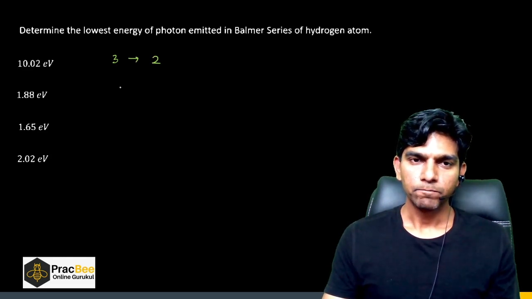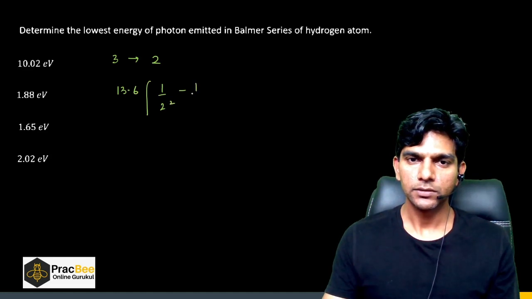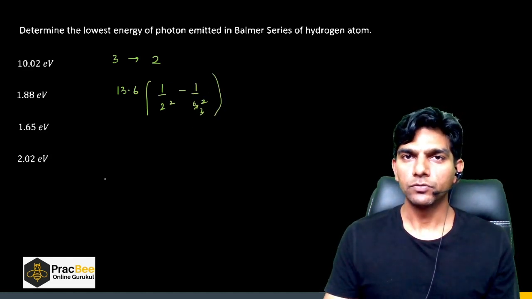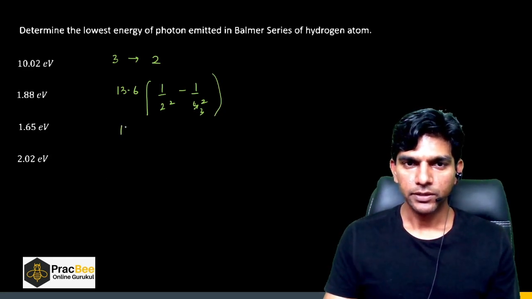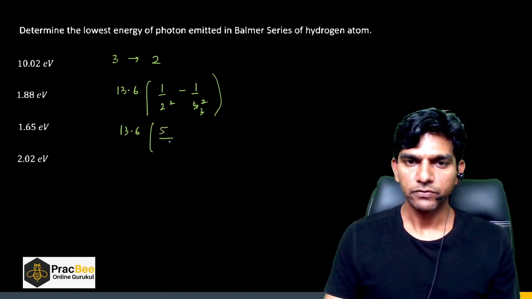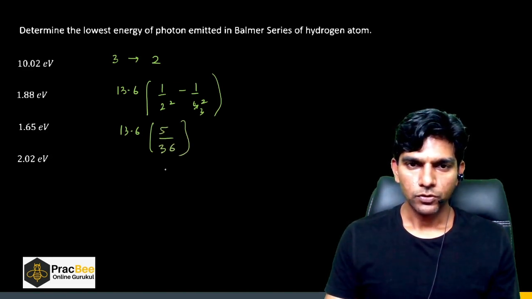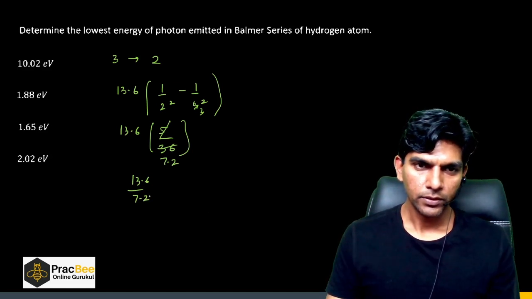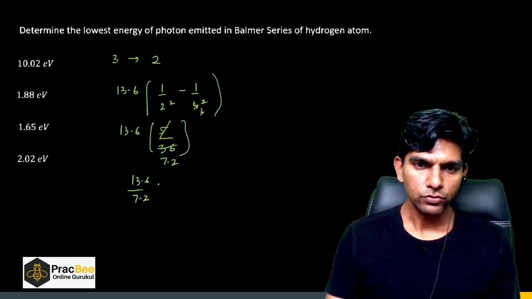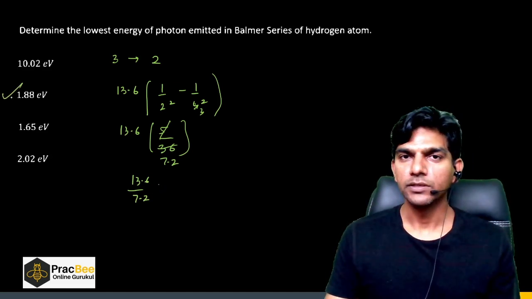So we can say the energy of the photon will be 13.6 times 1 by 2 square minus 1 by 3 square. So 13.6, this will be 9 minus 4, that will be 5, and 9 times 4 is 36, right? So from here it comes out to be 1.9, slightly less than 2. So option B is the right answer.